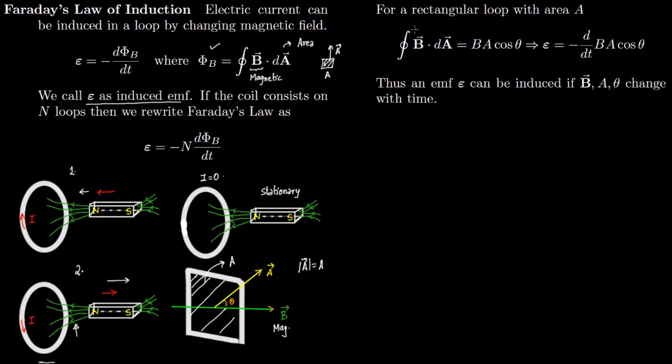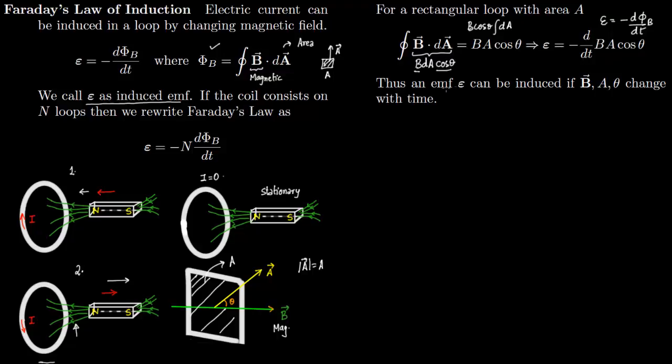So you compute the integral B vector dot dA vector. This becomes B dA cos theta. When you integrate it, you take B and cos theta out, so you have B cos theta times the integral of dA. This becomes BA cos theta. Since we said the EMF was minus d phi by dt, and this phi was the flux, you get minus d by dt of BA cos theta.